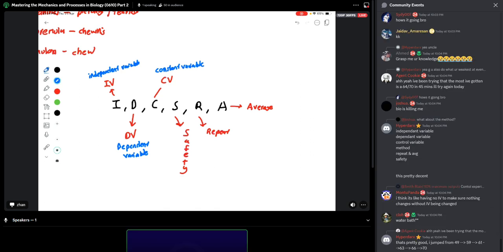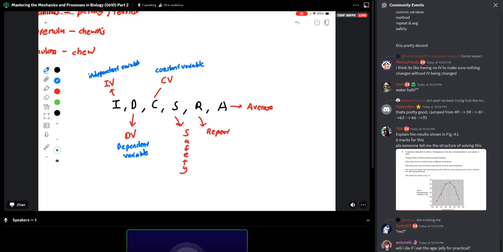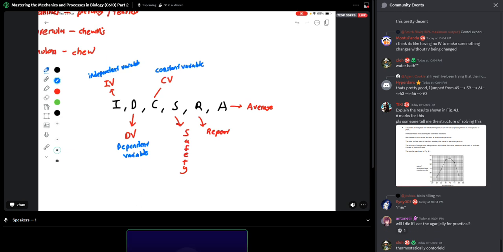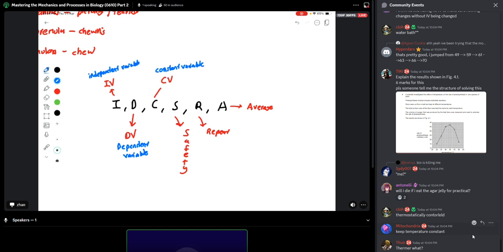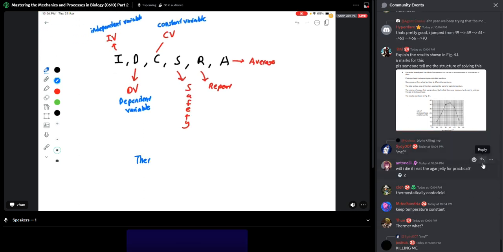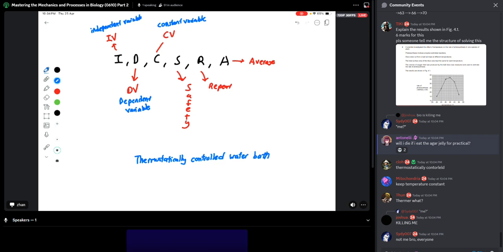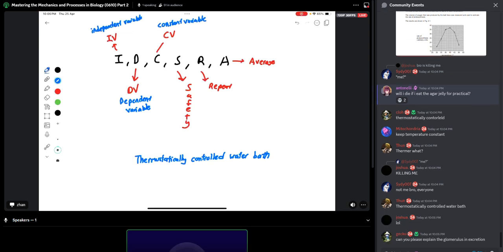do not mention water bath only. Write thermostatically controlled water bath. Do not put water bath only. So how do I keep the temperature constant? By using a thermostatically controlled water bath. Okay? Do not put just water bath.